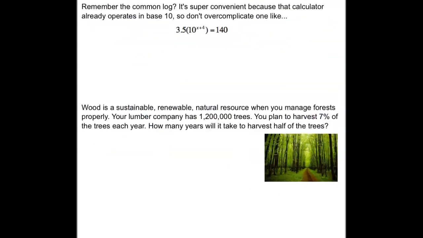All right, remember that common log, that is that base 10. It's super convenient because our calculator already operates in base 10, so we don't have to overcomplicate something like this. Our base here is a 10, however, we need to get rid of that 3.5 first. So we now have 10 to the x plus 4 equals 140 divided by 3.5, ends up being just 40.